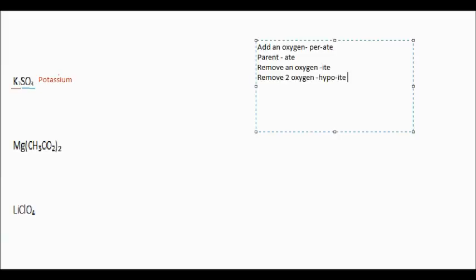So a way to remember this is it goes from the most oxygens to the least. And the first 2 end in ate, the last 2 end in ite, and the first one has a beginning and the last one has a beginning. So that'll help you remember that.